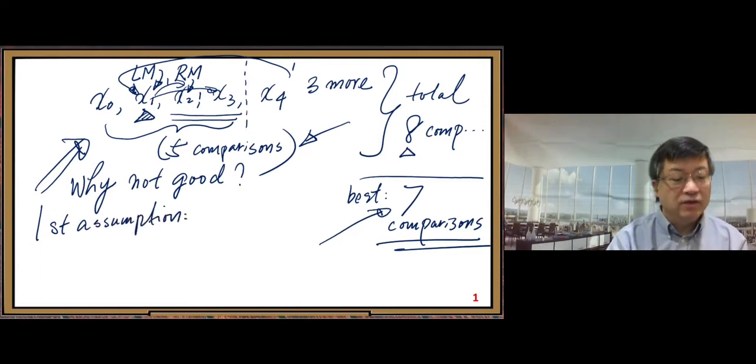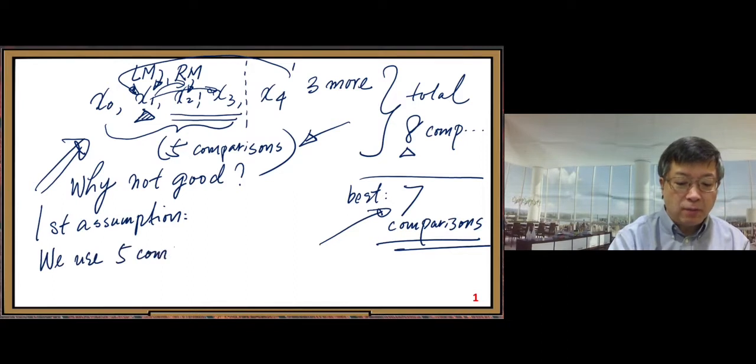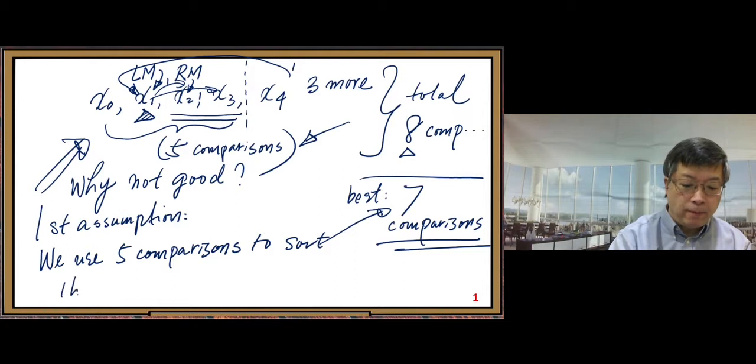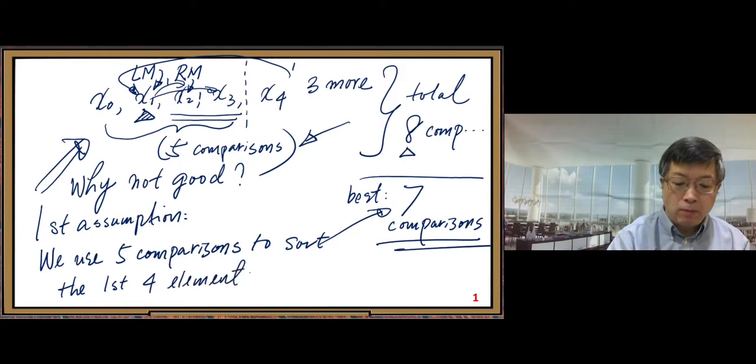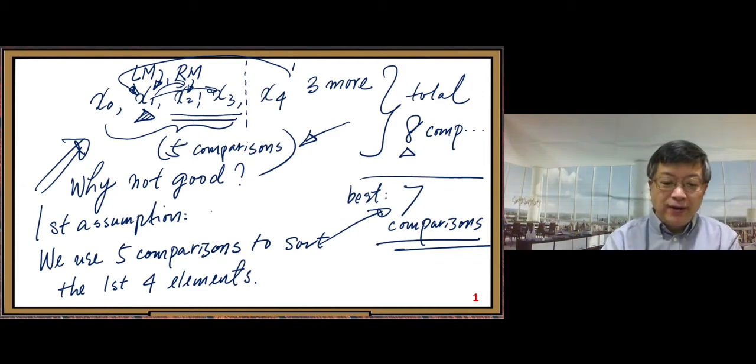What is our first assumption? We use 5 comparisons to sort the first 4 elements. Right? So this is our first assumption. Okay? The problem is here. Okay? Right here.